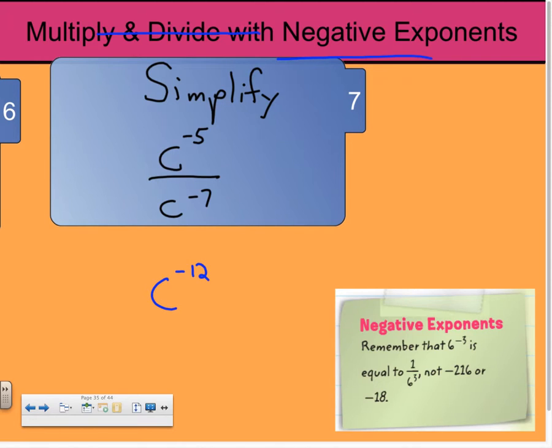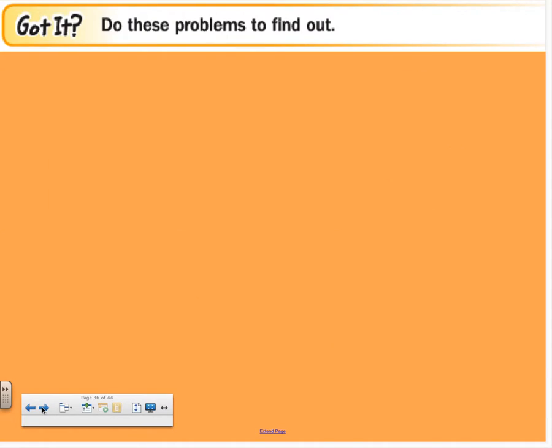Very good. So if I'm subtracting the exponents, and I have -5 minus -7, that's the same as -5 plus 7, which is going to equal 2. So my real answer should be C to the second power. Excellent job, guys. Go ahead and try the got it's at the bottom of the page.